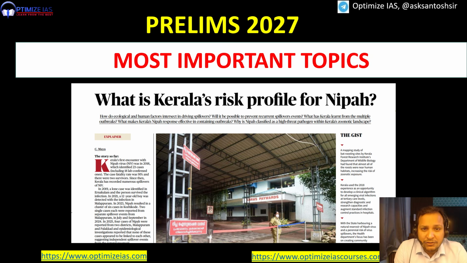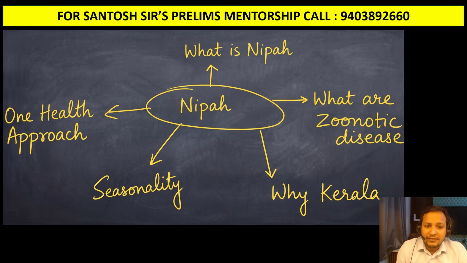So today we are going to discuss five aspects. You can see, first we are going to discuss what is Nipah virus, what are zoonotic diseases, why Kerala is vulnerable to zoonotic diseases, then what are the seasonalities of these zoonotic outbreaks in Kerala, and the One Health approach which can help to tackle zoonotic diseases.